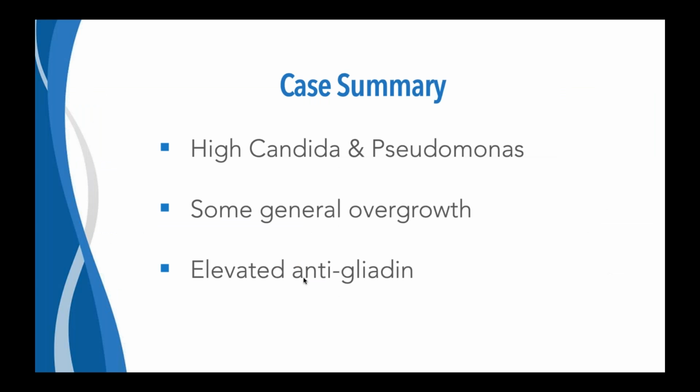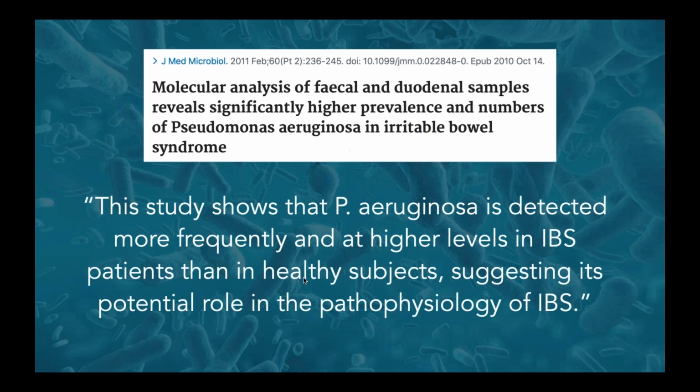So the case summary, in terms of the most clinically significant findings from this report that are potentially related to the patient's symptoms, would be high Candida and high Pseudomonas, some general overgrowth, as well as the elevated anti-gliadin that's almost at the level we would consider high.